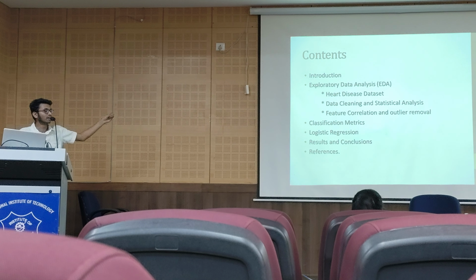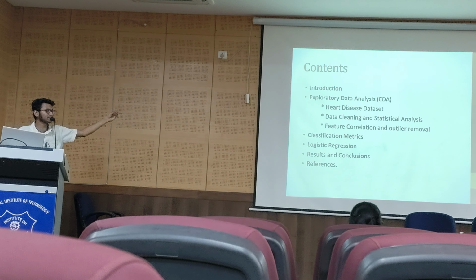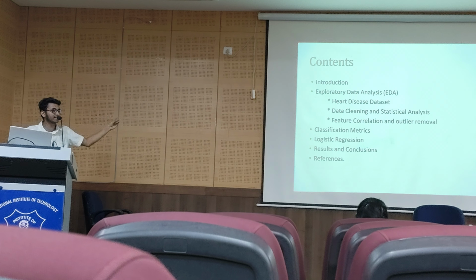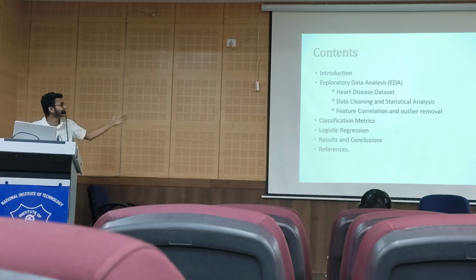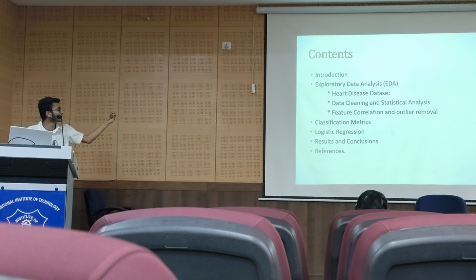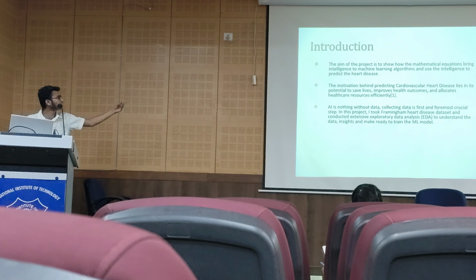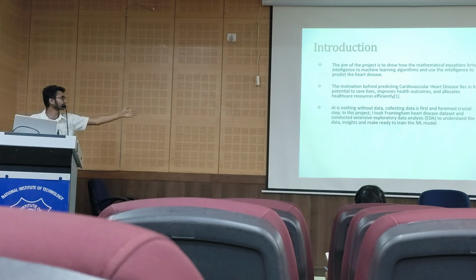Then, to evaluate a model, we need a metric. The metrics we use are the classification report and accuracy, and I will show them. We use the logistic regression supervised ML model to understand how the equations behind it are giving ingredients to predict heart disease. The aim of the project is to show how the equations are giving ingredients, and we use those ingredients on the heart disease data set.